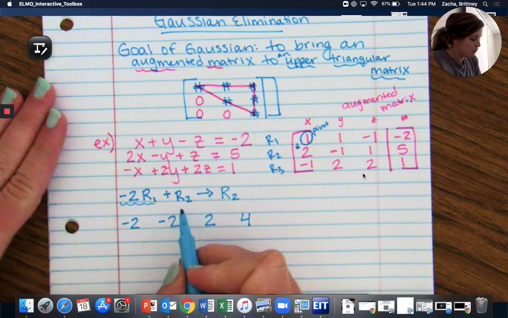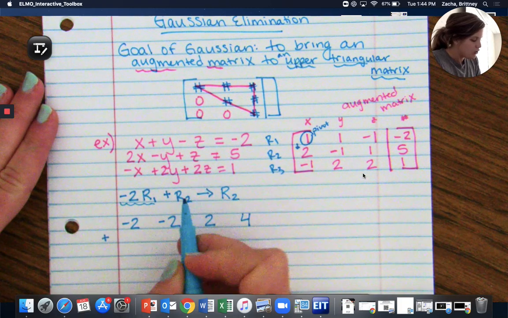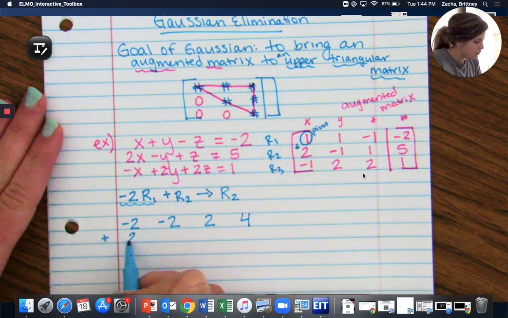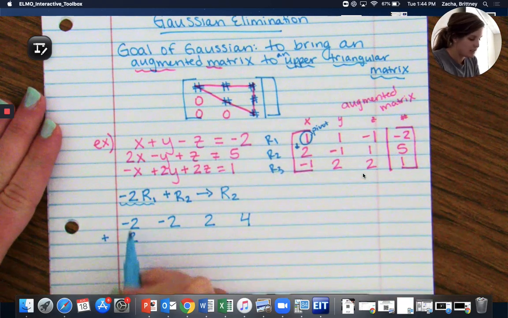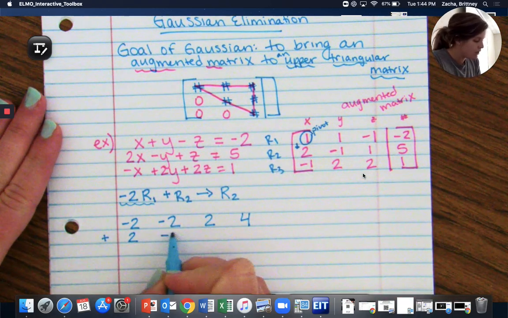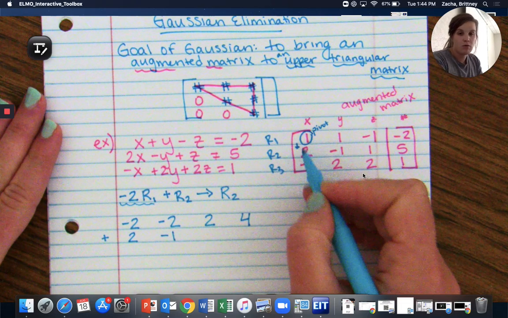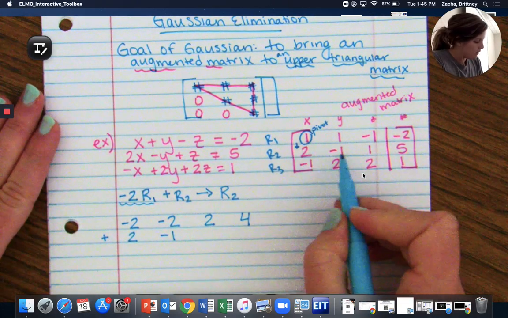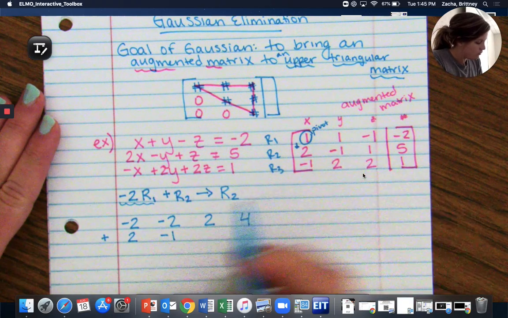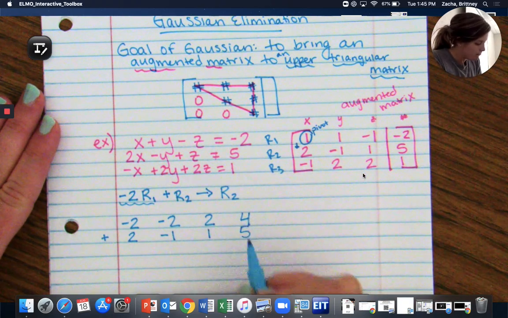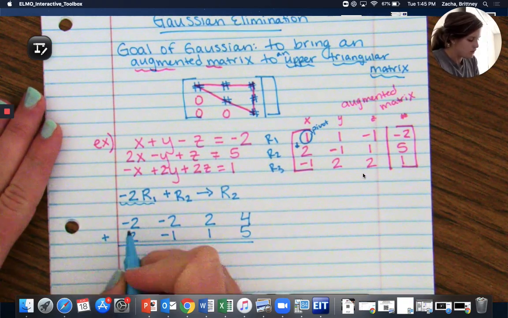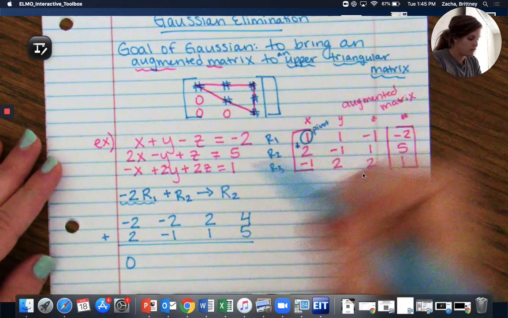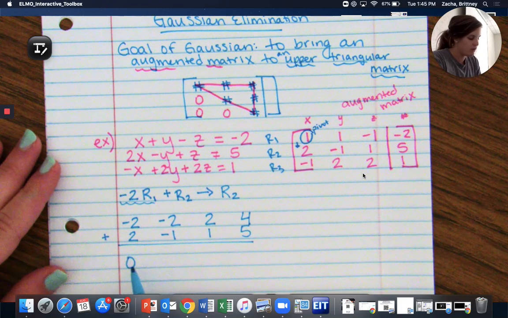Then we're going to add it to row 2. Row 2 didn't need to get multiplied by anything because I was able to multiply the first row by something to get these to cancel to 0. There are times you have to multiply both rows by something in order to make that happen, but not here. So we write it exactly how we see it: 2, negative 1, 1, 5. And we're going to add those together. Negative 2 plus 2 is 0. That was the whole point of multiplying by negative 2, to get that number to be 0.